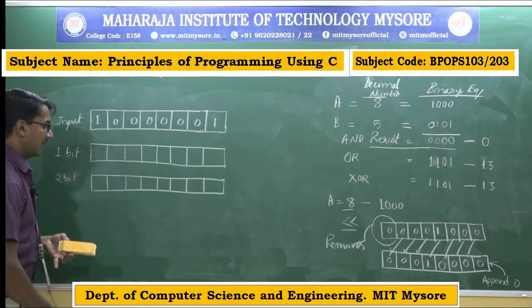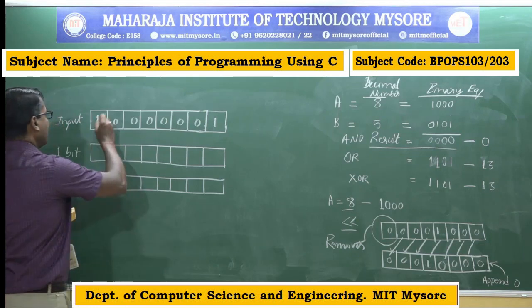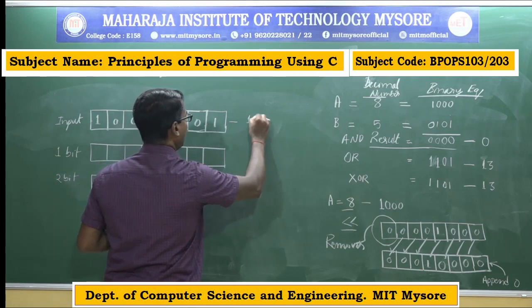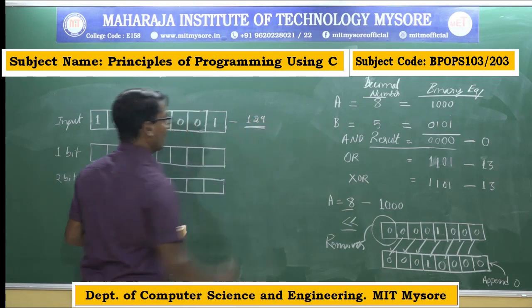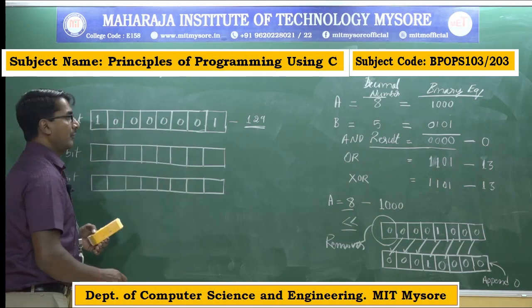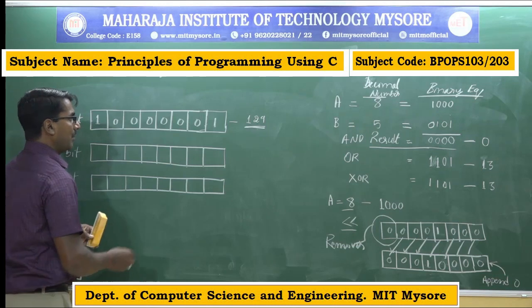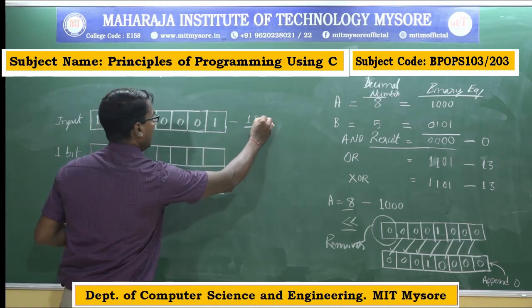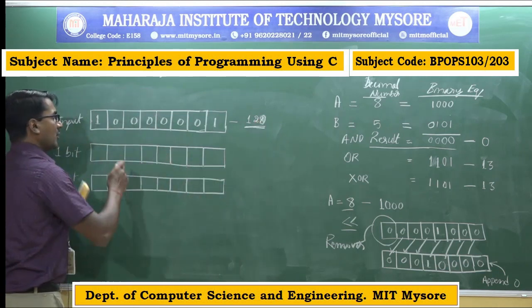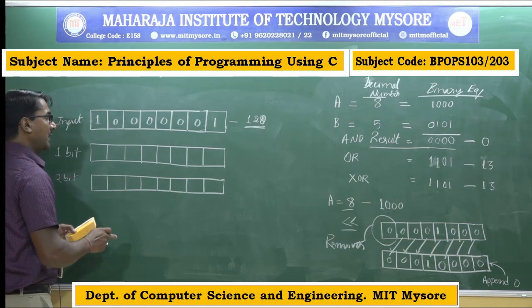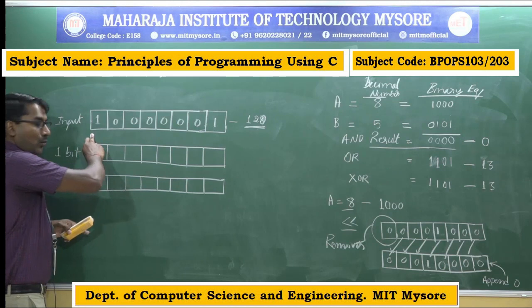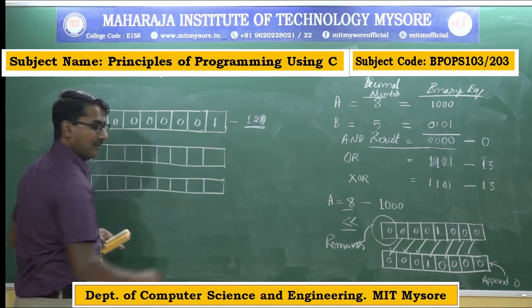Now consider the input. This number is 129. If you shift this number by 1 bit, if you left shift by 1 bit, what will happen? This is 128. When you do the left shift operation, the leftmost bit will be removed and the rightmost bit will be assigned with 0.